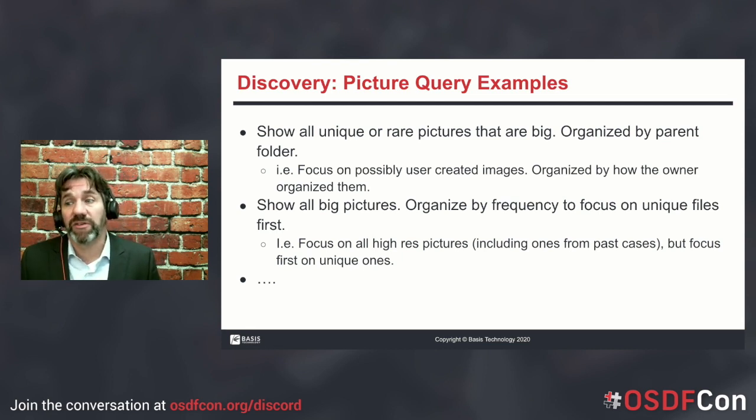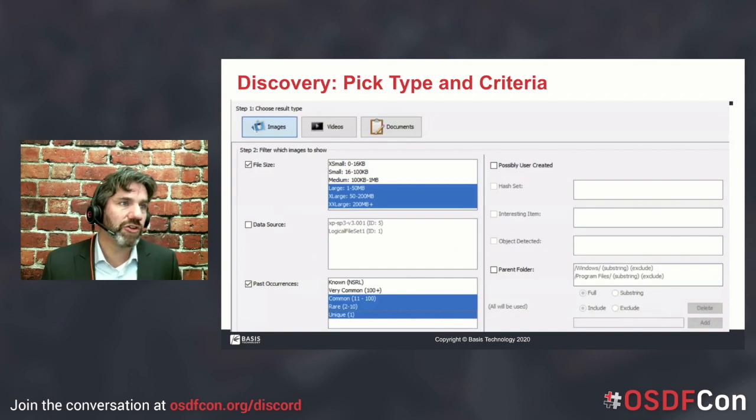In this case, maybe you want to see all the big pictures regardless, and first focus on the unique ones, and then after that, go down to the ones you've maybe seen a couple times before, and they get more common. But you can prioritize your limited time to focus on those unique ones first. So here's the UI for that.